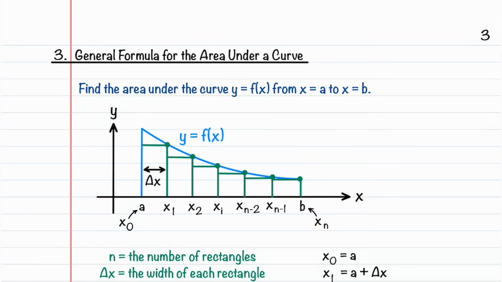Let's learn about the general formula that we can use to find an approximate and exact area under a curve. We're going to find the area under the curve y is equal to f of x. That curve is shown down here in our graph. And we're going to find the area from x is equal to a, that's down here on our left, and then we're going to go to x is equal to b, which is down here on the right.